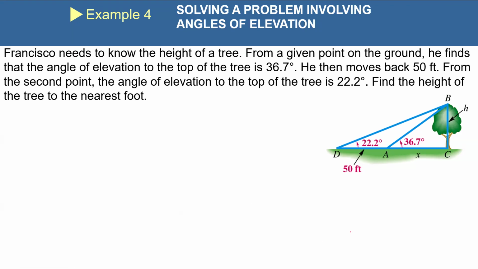So the first point that he marks here was A. From a given point, he doesn't know how far, but from here, the elevation is 36.7. He then goes backward 50 feet, and he finds that the elevation here is 22.21 degrees. Find the height of the tree.